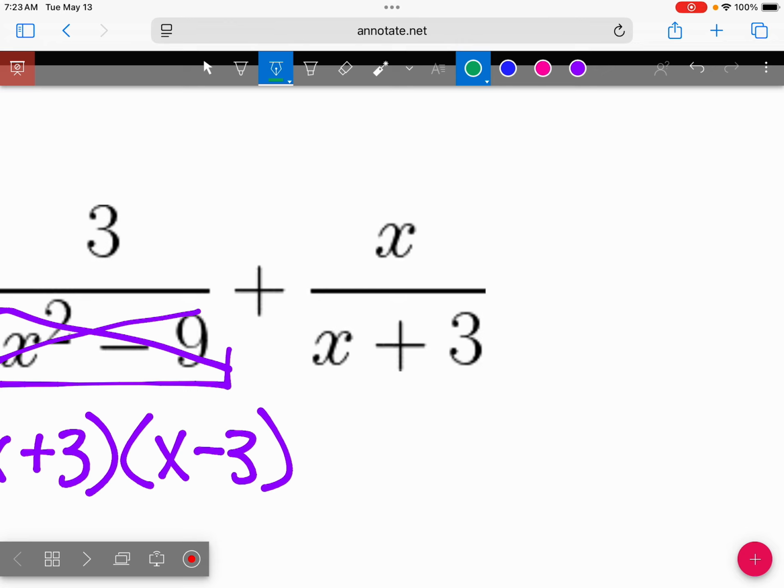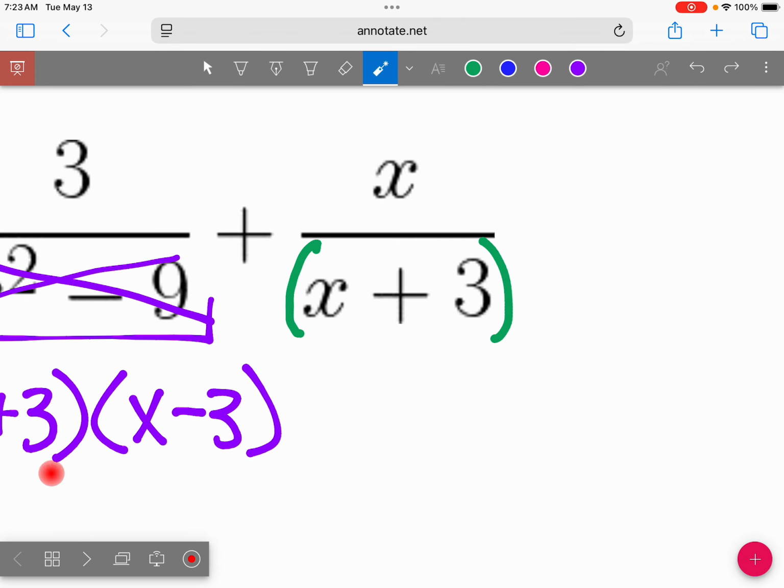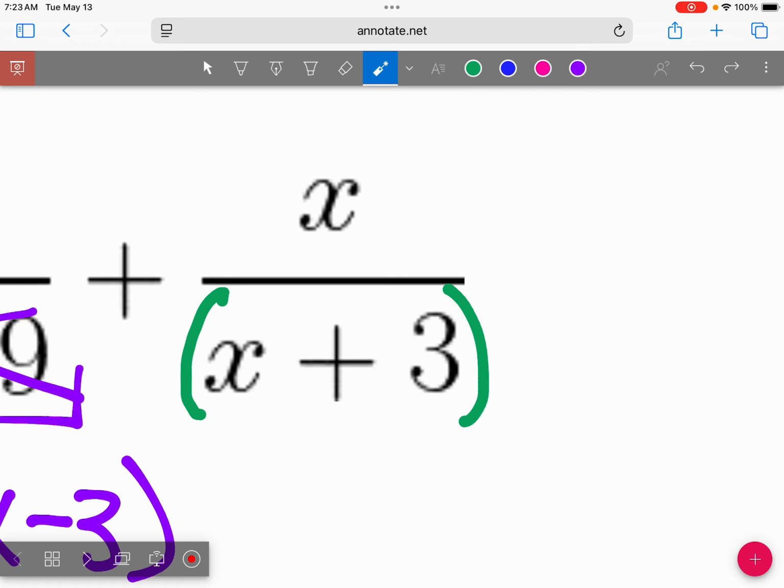The denominators. So if I know that this right fraction already has an x plus 3, I need to make it match this one. So I need it to gain an x minus 3. So I'd really like it if I could write this denominator as our x plus 3 times the x minus 3.